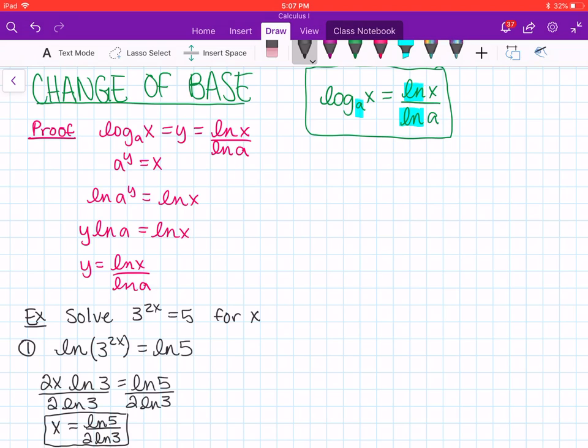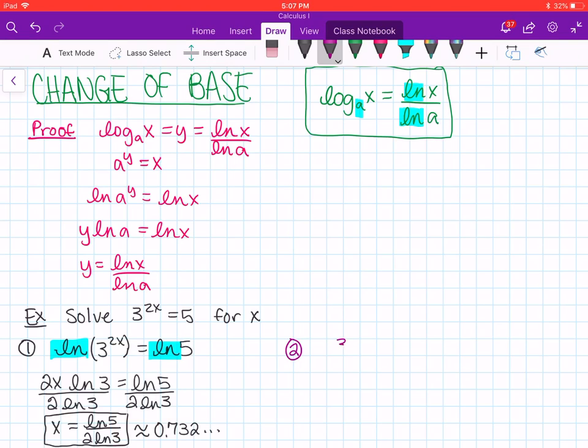And that's a specific number. If you look at your calculator, you can see natural log on there. And if you put in natural log of 5 and then divide by 2 natural log 3, you get some specific number. It is 0.732, and it keeps on going. All right, so that one wasn't so bad, but you had to remember to take the natural log on both sides. So now let's do another solution.